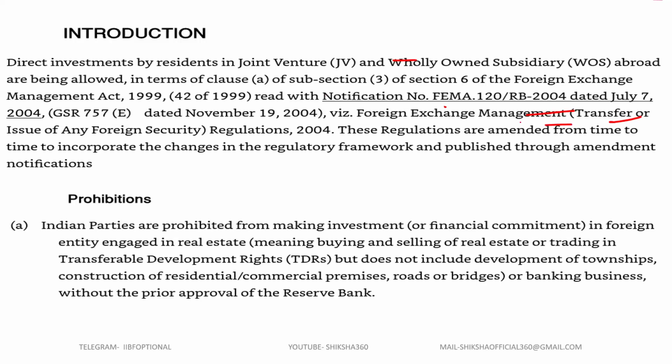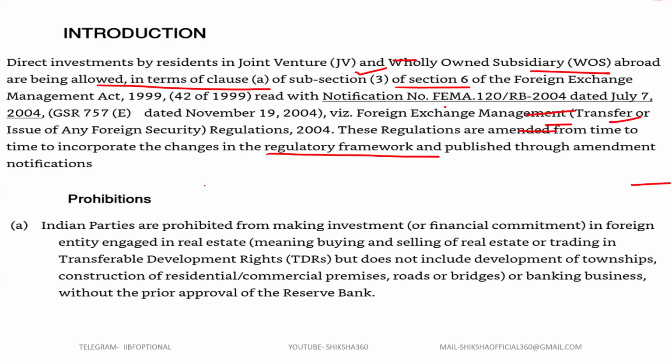Direct investments by the residents in joint ventures, basically JV, and wholly owned subsidiaries, WOS, abroad are being allowed in terms of clause A of subsection 3 of section 6. Basically, where they have to invest, that is abroad. They are permitted as per subsection 3 of section 6 of the Foreign Exchange Management Act. These regulations are amended from time to time to incorporate the changes in the regulatory framework and published through amendment notifications.